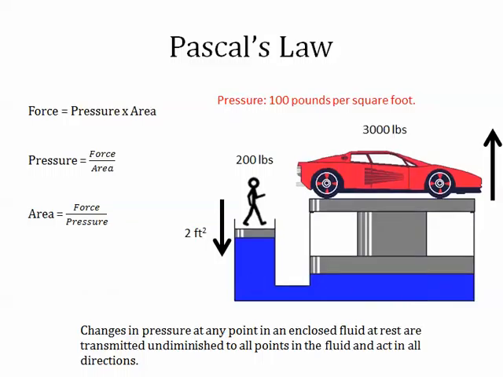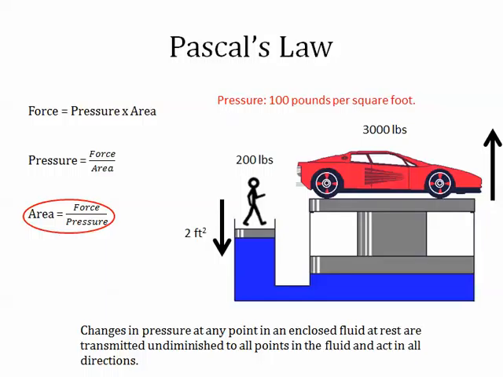Let's say we need a force of 3,000 pounds in order to lift this car. We can plug our numbers in order to figure out what area that second cylinder needs to have in order to lift the car. So we just plug in our information.